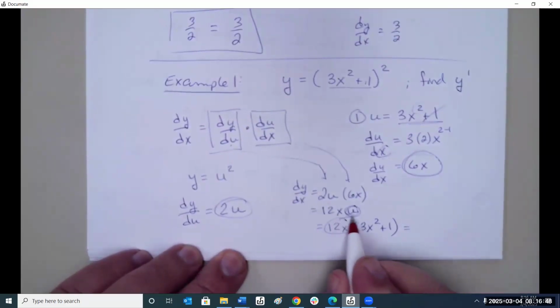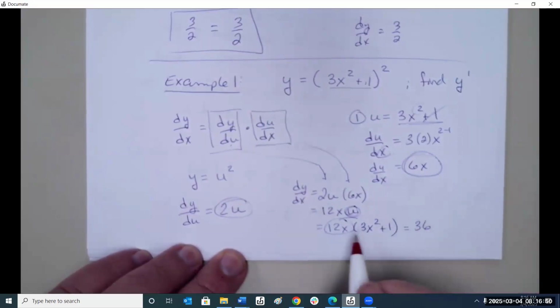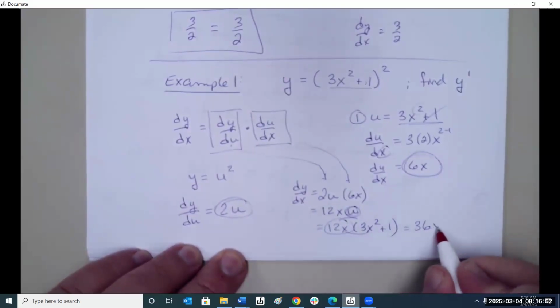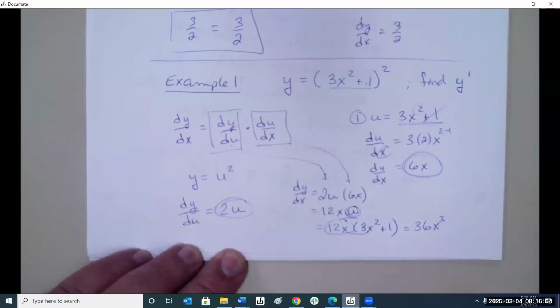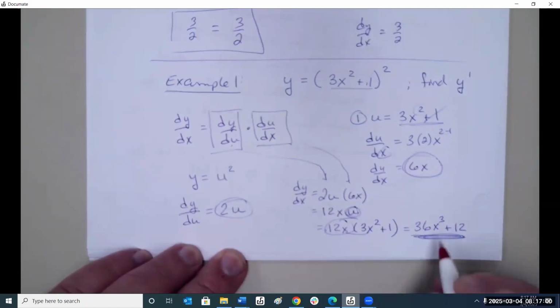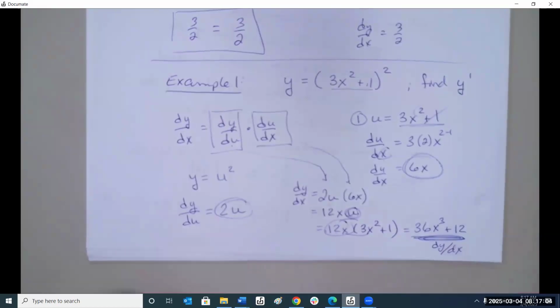Distribute. So 12 times 3 is 36. X times x squared is x cubed. Positive and positive is positive. 12x times 1 is 12x. So this is my dy/dx. That's my derivative.